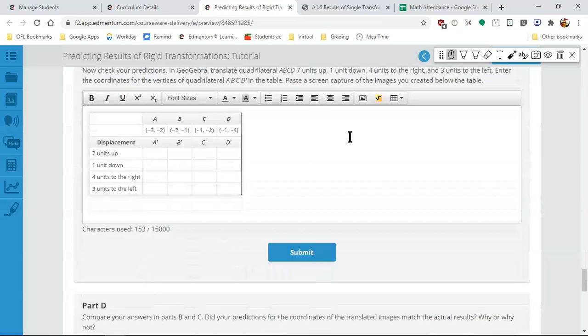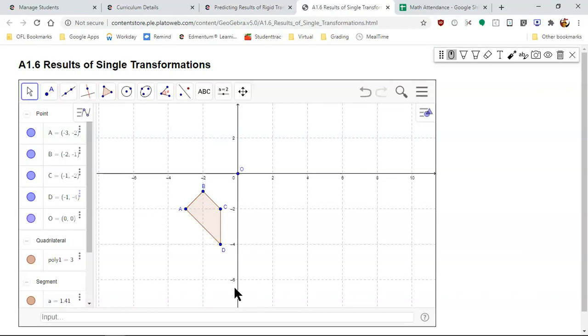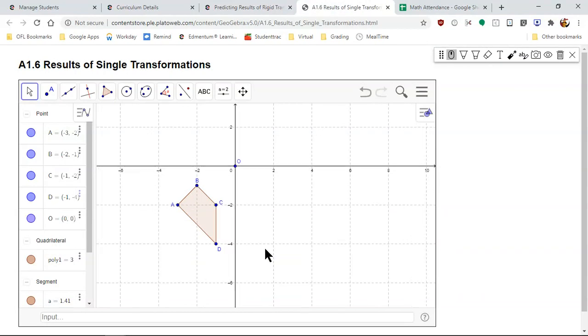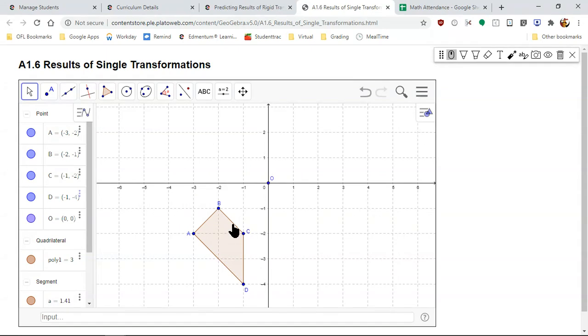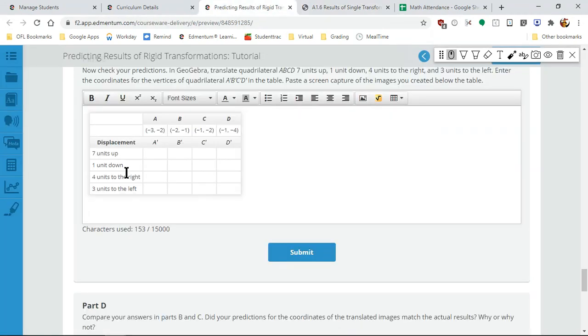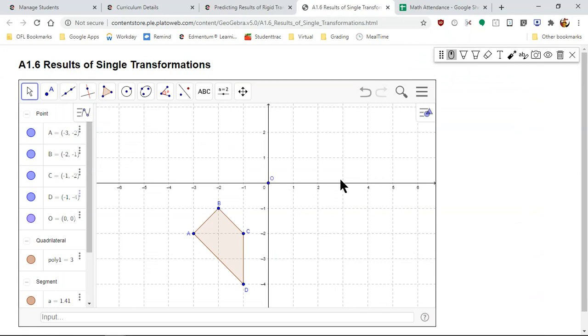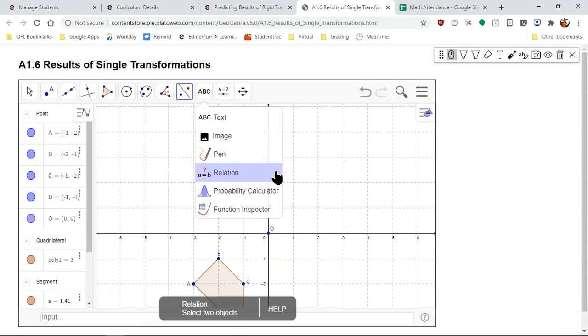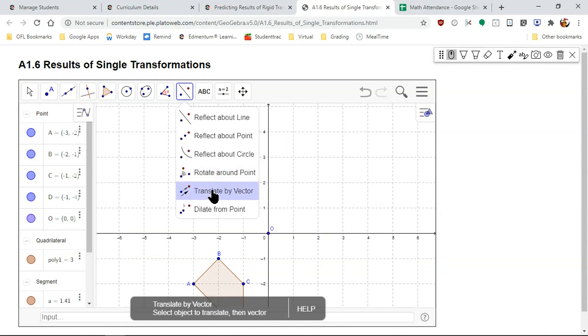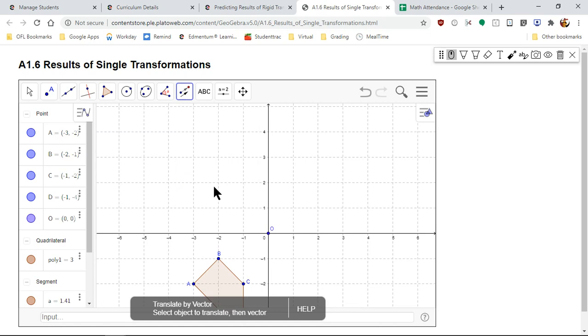How are we going to compare our answers? Well, first I have to actually do this. So if you guys want to learn how to do a translation on here, first of all, you want to make sure you're zoomed in enough to see every individual movement. I want to move up 7. So I'm going to need a lot of room for this. So what I'm going to do is I'm going to click Translate by Vector. And I don't like this myself, so I can only imagine how hard it is for you guys to do it on your touchpads.